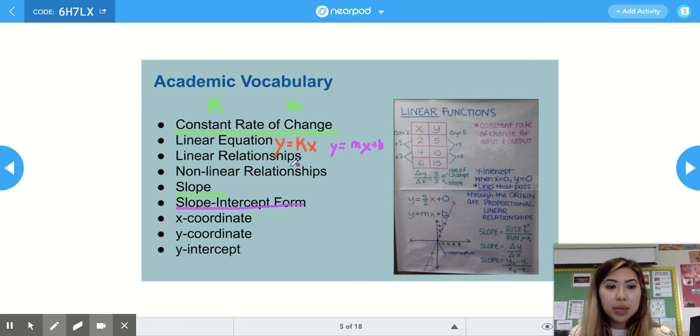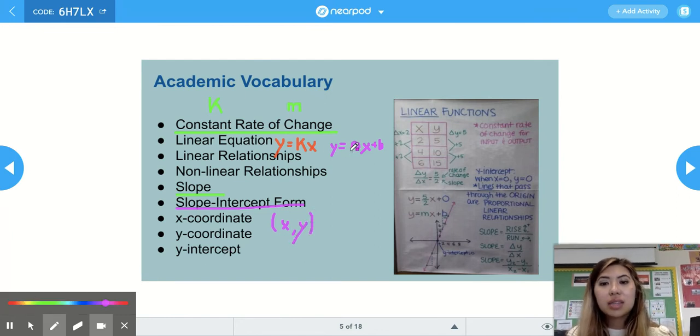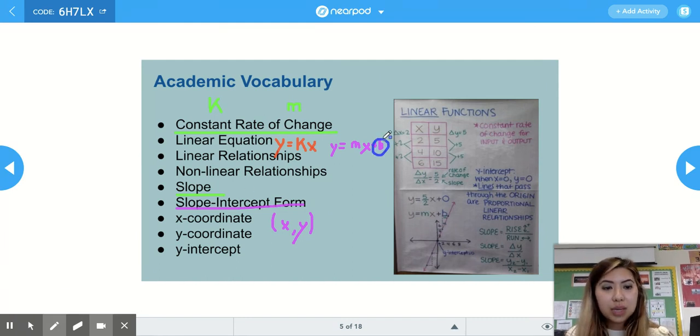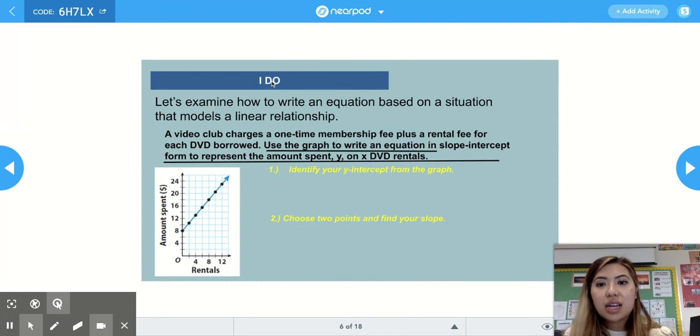Nonlinear relationships, when you graph them, will not make a straight line. X coordinates always come first in a point, so we have x, and then y coordinates come second, x comma y. And our y-intercept in this slope-intercept form can be identified with the letter b, or we're going to replace b with the actual y-intercept number.